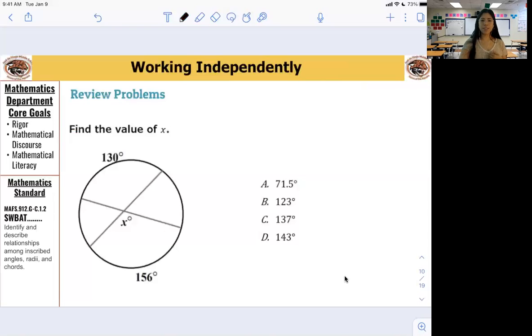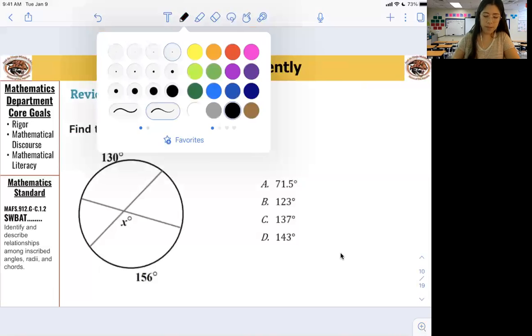Uh-oh. All right, so clearly we just need a quick refresher. There's really no way it's A. It's more than 90. Let's go over it. So, how do we do this type of problem?